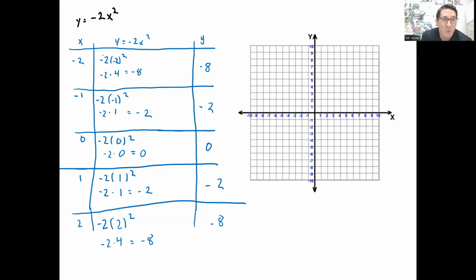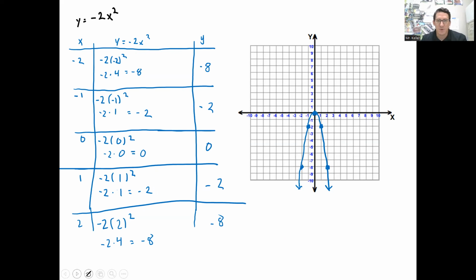So plot the points. Negative 2, negative 8. Negative 8 down here. Negative 1, negative 2. 0, 0 is going to be here. 1, negative 2. And then 2, negative 8 down here. And that's it for there.